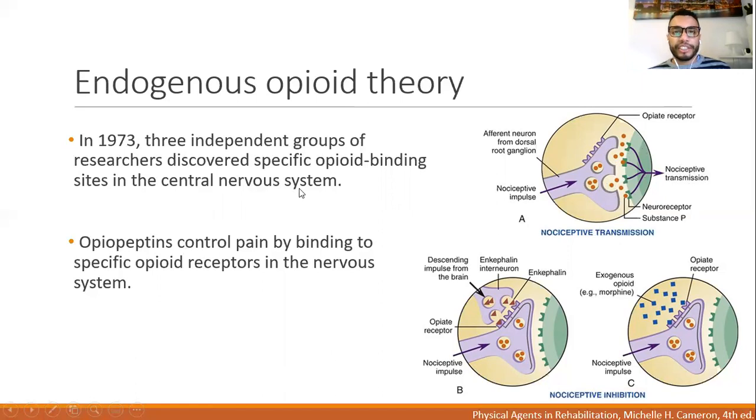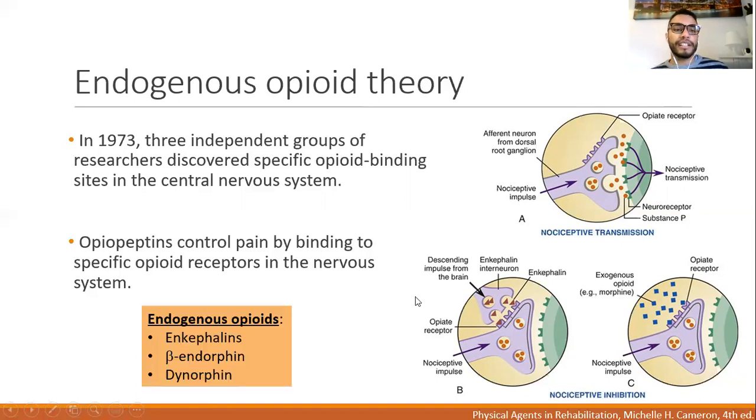What those researchers found out is that opioid peptides control pain by binding to specific opioid receptors in the nervous system. So let's focus now on picture B. We have the afferent nerve here, full of substance P, okay? And the impulse is coming to release substance P from the vesicles. But substance P in this case is not released because of the binding of enkephalins to the afferent nerve here. So enkephalin is an endogenous opioid which binds to specific receptors and inhibits the release of substance P from the afferent nerve. So there is no communication between this nerve and the other nerve.